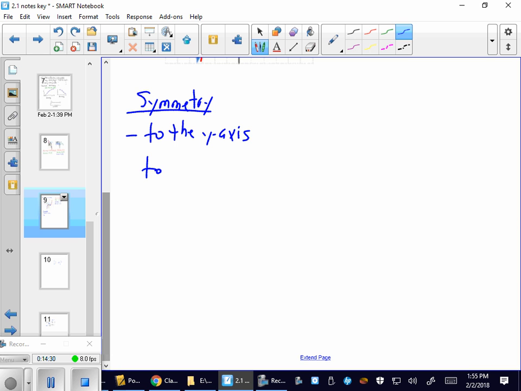Symmetry to the x-axis, and symmetry to the origin.